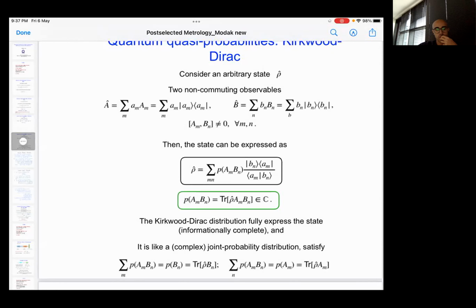The interesting thing is that this Kirkwood-Dirac quasi-probability distribution can have complex values. Not only this, it is informationally complete. What does that mean? If you want to extract any information about the state, this probability distribution would be sufficient to give the description, right?